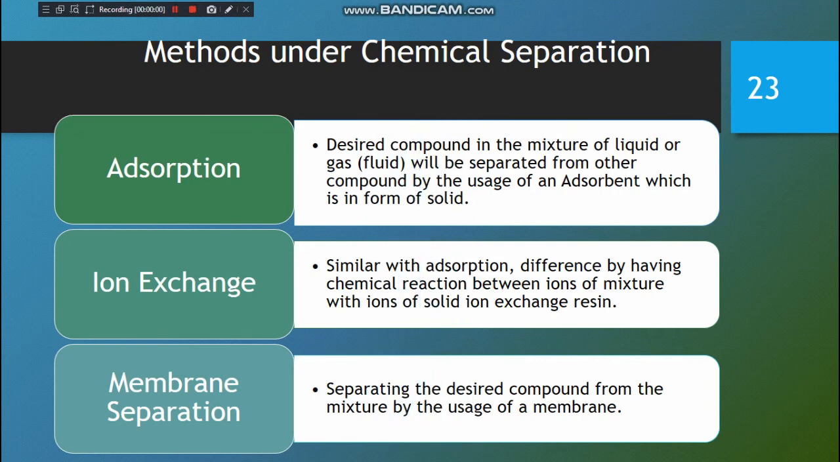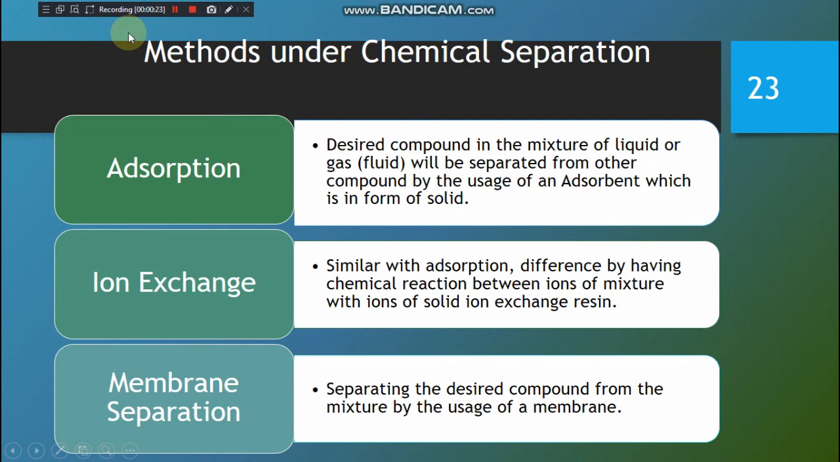Chemical separation, which is adsorption. So adsorption is where a desired compound in a mixture of liquid or gas, sometimes we call it fluid, will be separated from other compounds by the usage of an adsorbent, which is in the form of solid.